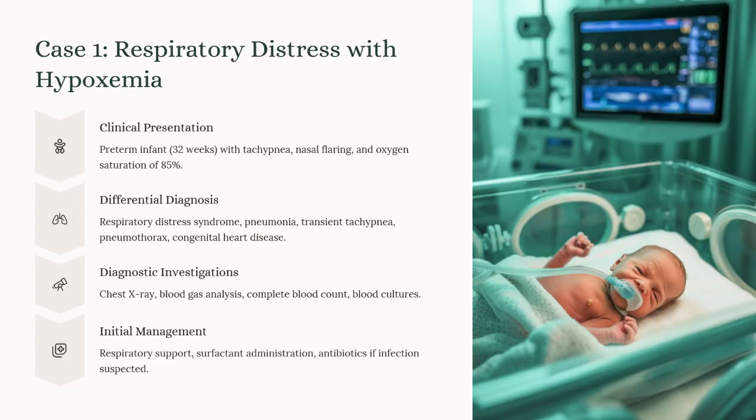All right, your first real patient. A 32-week preterm baby, grunting, flaring, retracting, and oxygen saturation is stuck at 85%. What's your move? This isn't just one disease. It could be respiratory distress syndrome, sepsis or pneumonia, pneumothorax, or a missed congenital heart defect.